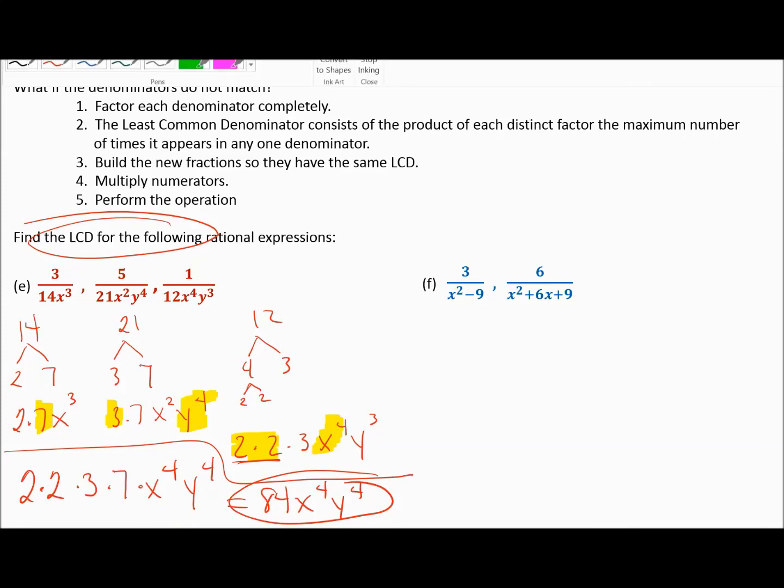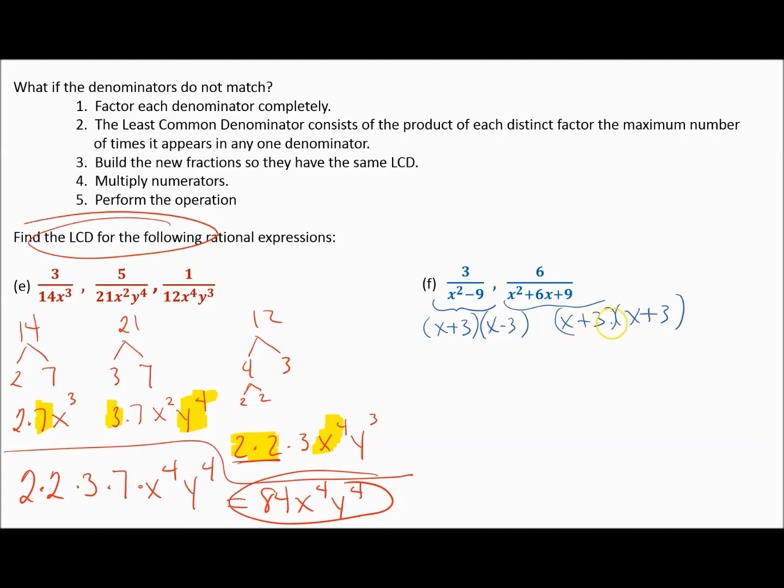Alright, so let's try this again. But this is different because these are all factors. These are not factored. So x squared minus 9, I factor that to x plus 3 times x minus 3, whereas x squared plus 6x plus 9 is x plus 3 times x plus 3. Now, you can think about this as x plus 3 squared if you like as well, because there's 2 of them. You can't write that as squared because it's 2 different factors.